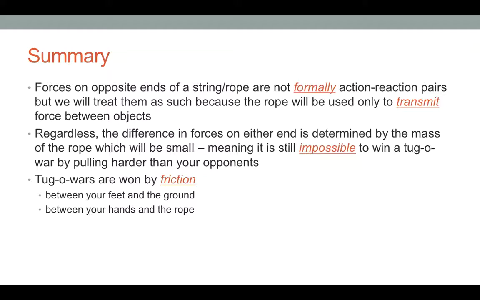Summary, what have we just discovered? That forces on opposite ends of a string or a rope are not formally action-reaction pairs. They will essentially be that because we're going to treat ropes as merely mediums to transmit forces. Regardless of the fact that there could be differences on either end of a rope, that's determined by the mass of the rope, and that's always going to be small. So that means you can't pull much harder on one end of a rope than your opponent can pull on the other end of a rope in a tug of war. Therefore, tug of wars are won by friction. Friction between your feet and the ground and your hands on the rope. They're not won by pulling harder on the rope.